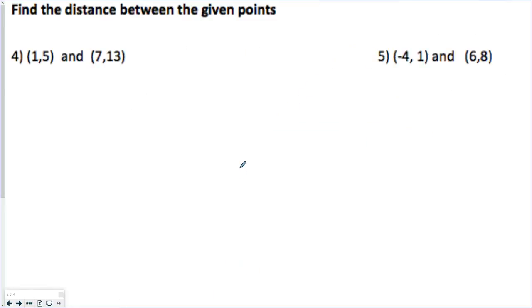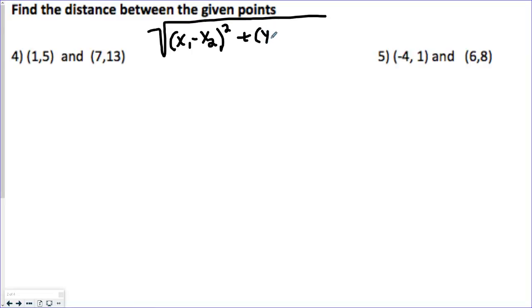The distance formula is a derivative off of the Pythagorean theorem that's used for graphing. And what the distance formula basically tells you is how far apart 2 points on the graph are. And it's kind of a long formula, but it looks like this. You have one big square root, and what you do is you take the x1 minus x2 squared plus y1 minus y2 squared.